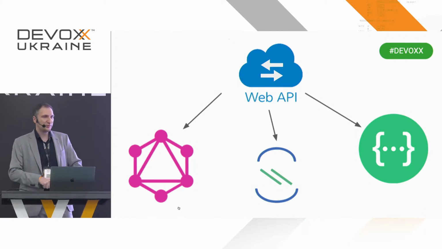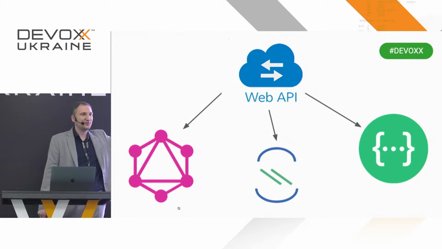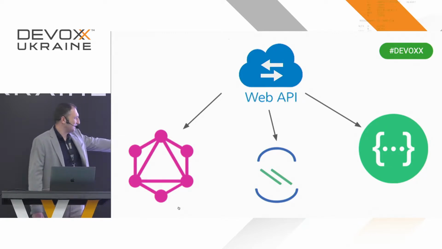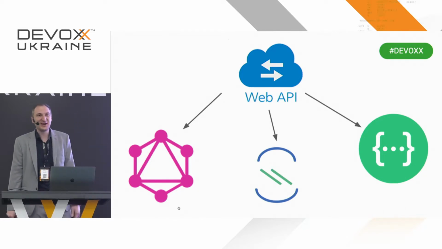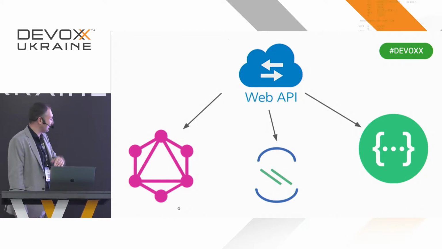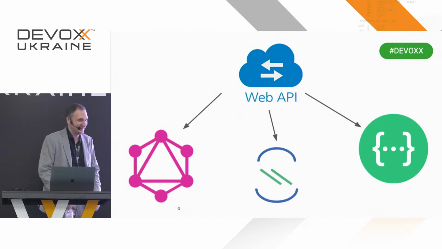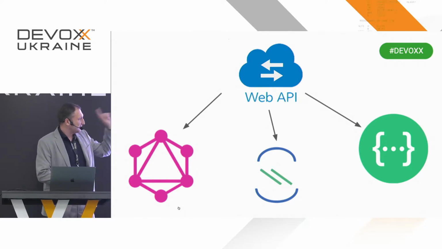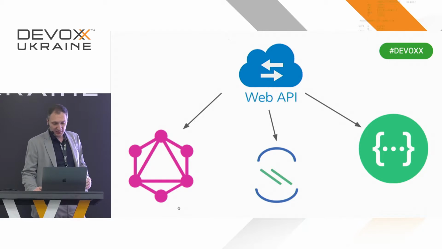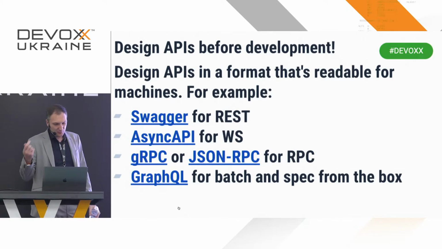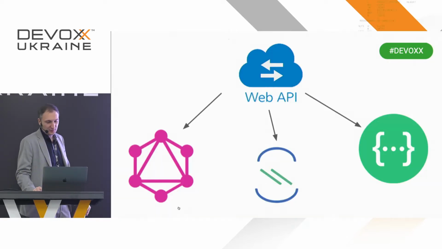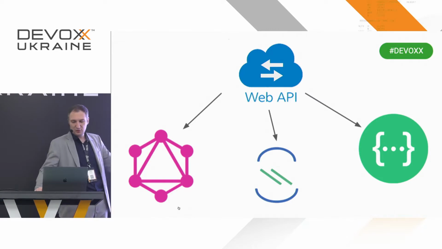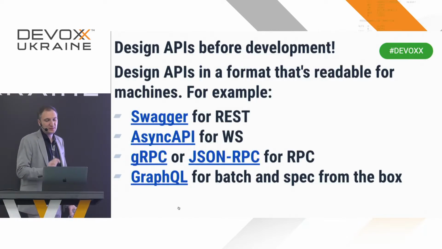Actually, do you know these logos? Who knows? One, GraphQL? Yeah? The youngest one, guys. I believe hipsters choose GraphQL. And the right one is Swagger, or the new name, OpenAPI. And if you check, you will see that for WebSockets, it's the middle logo. You can use AsyncAPI.